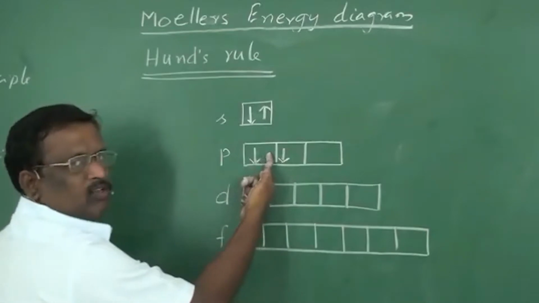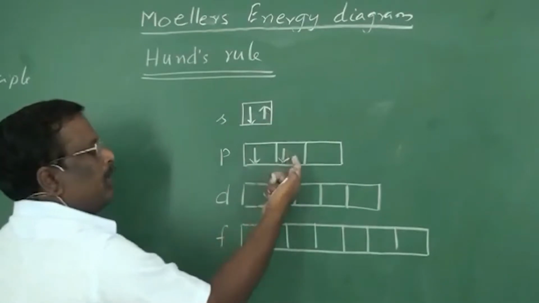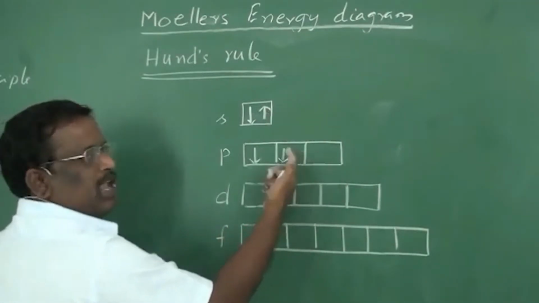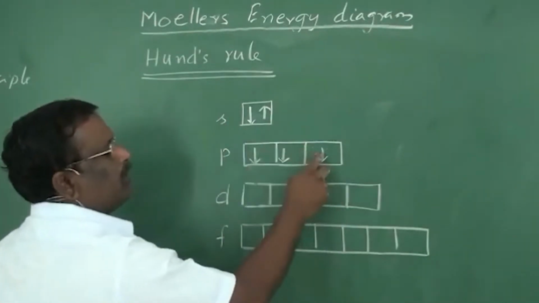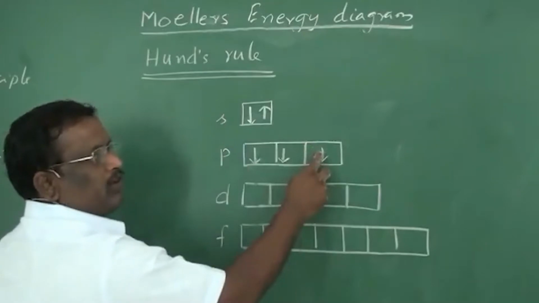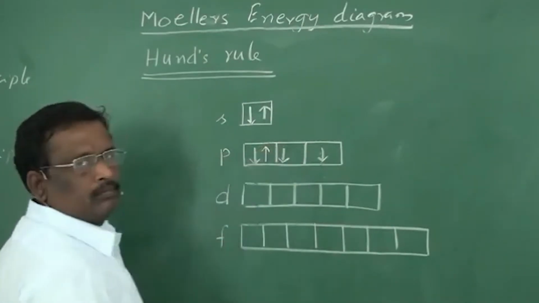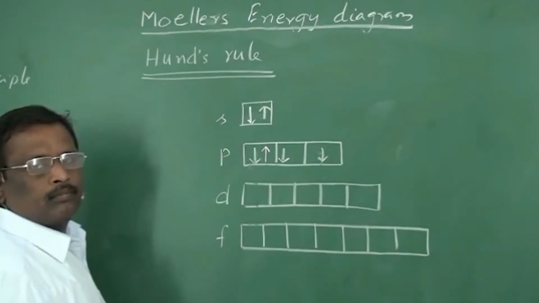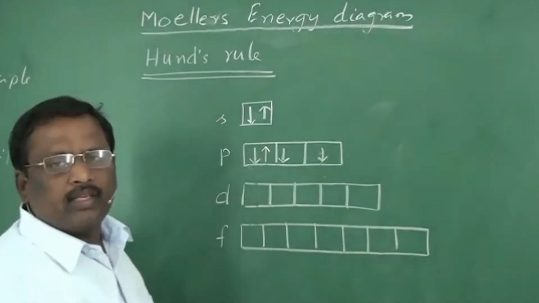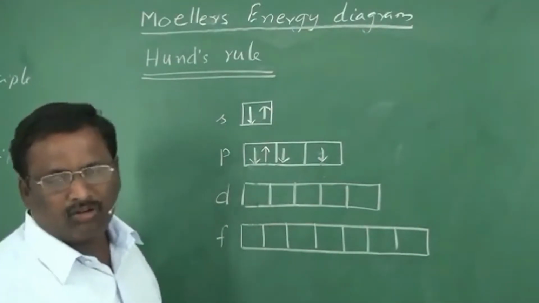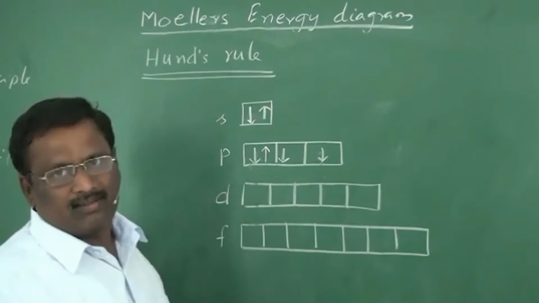Though there is a place for 1 more electron here, the pairing will not occur just like the s orbital, because of these available orbitals with the same energy. So pairing is possible only when all these orbitals are filled. That means when 3 orbitals are filled with 1 electron each, then the 4th electron will pair up here. So in the p subenergy level, pairing will take place from the fourth electron. It is not possible for the second electron to pair with the first electron.